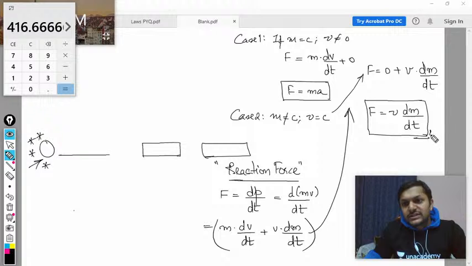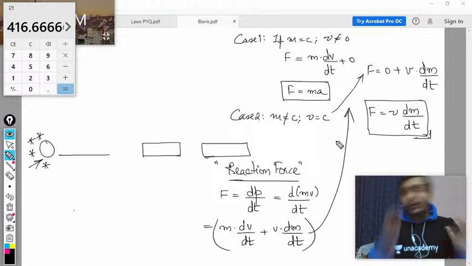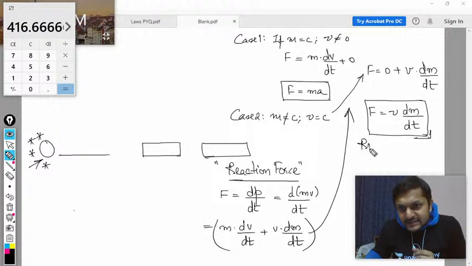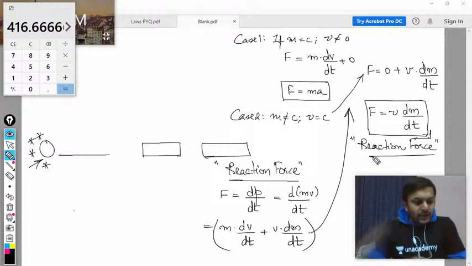So my dear students, this is the $1 million formula for you, which generally teachers as well as students miss. So we are not going to miss it. This is the reaction force.